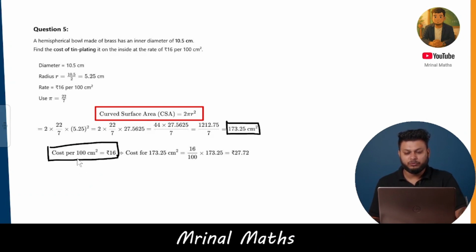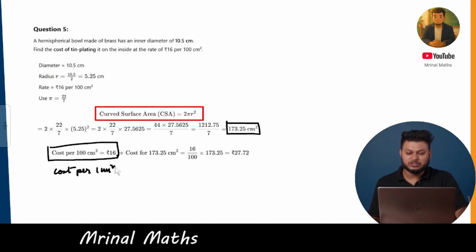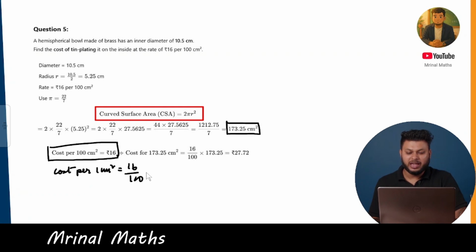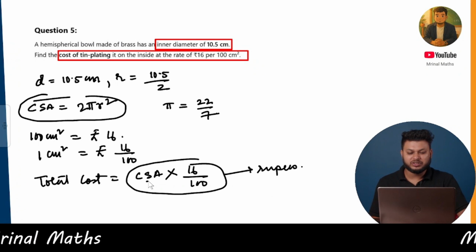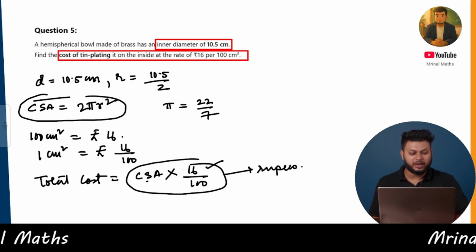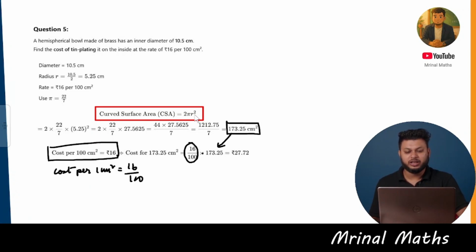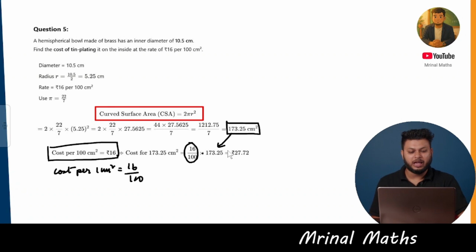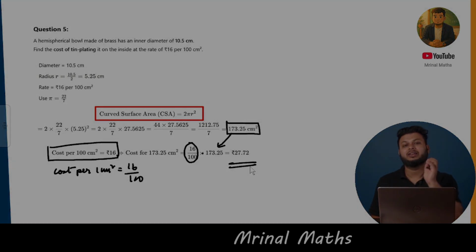Now as you see here, already I have shown you how to find the cost of 1 centimeter square. From here you can easily find cost per 1 centimeter square is 16 by 100. As you saw in the previous case, what I wrote, curved surface area into 16 by 100. If you observe, you have 16 by 100 the area. Which area? The curved surface area of the hemisphere. This is the total cost for tin plating the given bowl.